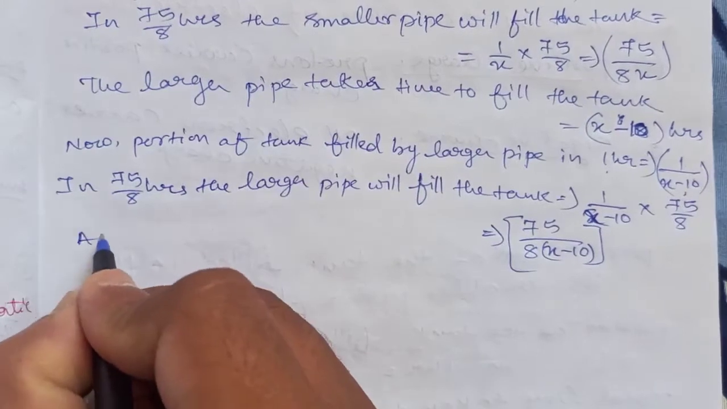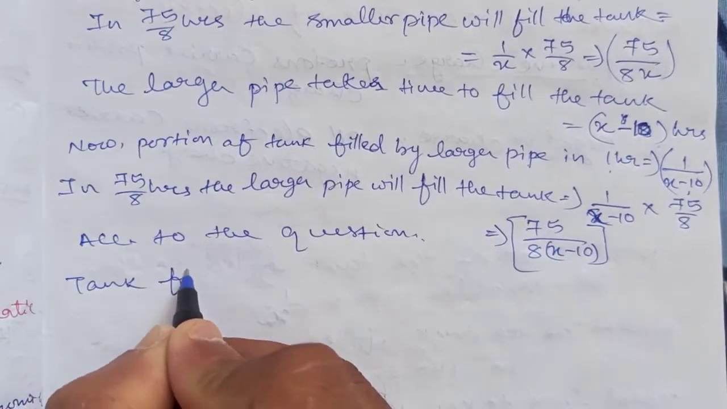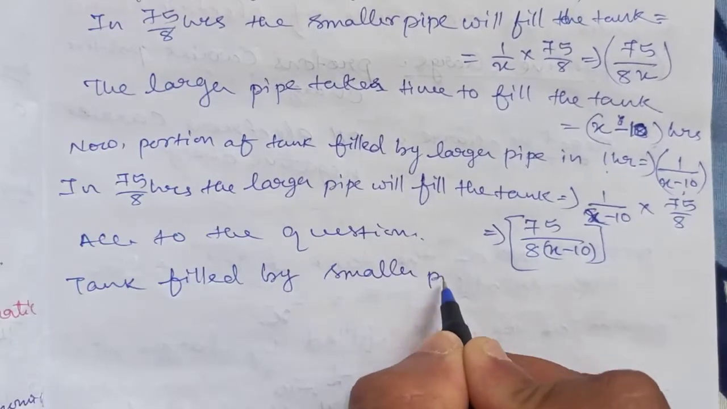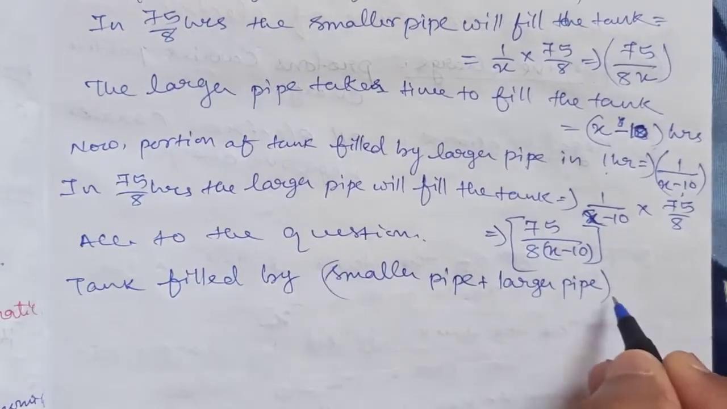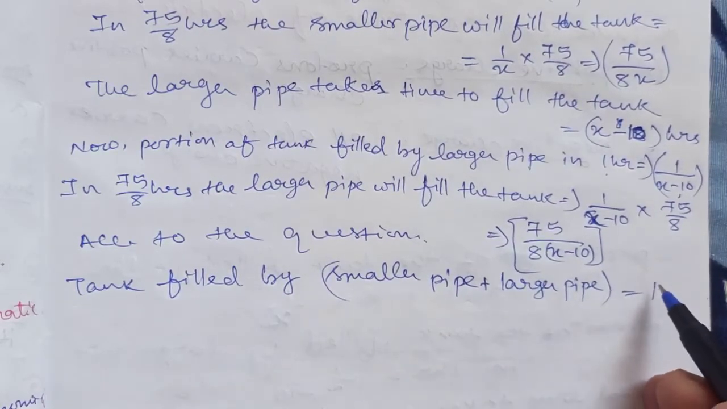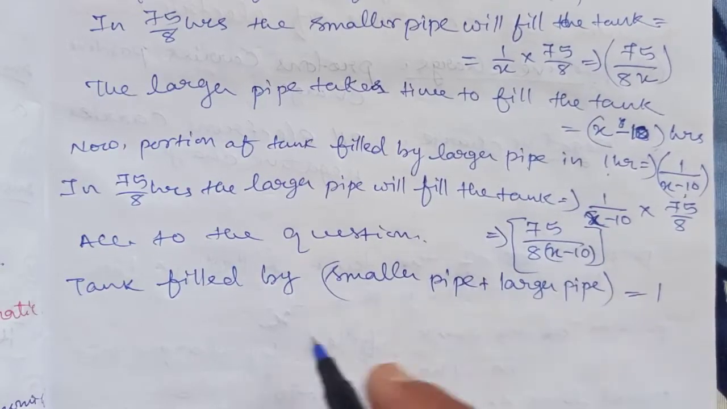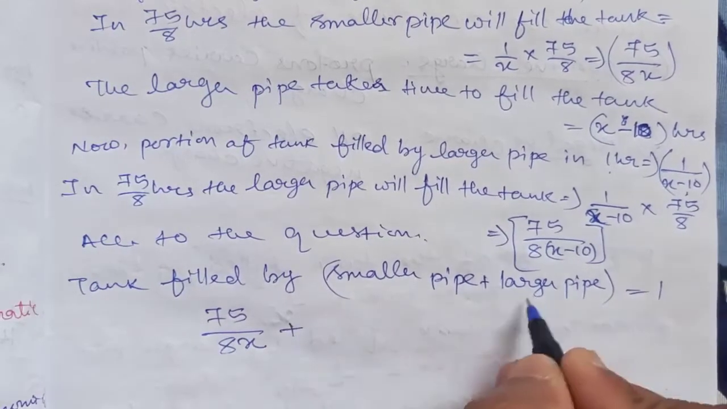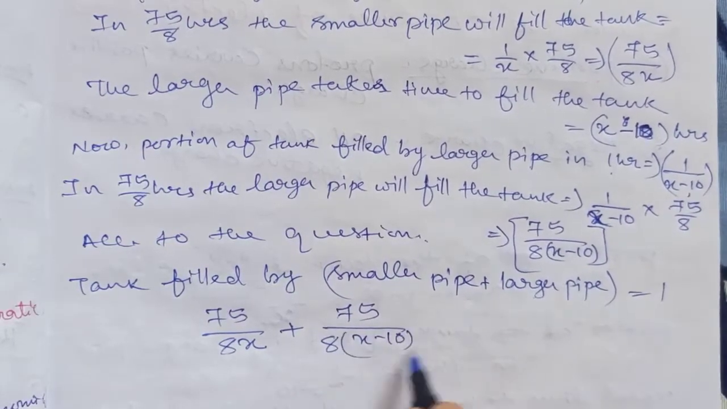Now according to the question, the tank filled by the smaller pipe plus the larger pipe equals 1. Okay, the tank filled by the smaller pipe and larger pipe is 1. That means only one tank is filled by both the pipes. So both the pipes' portions will be how much? The smaller pipe's portion is 75 by 8x plus the larger pipe, how much is it filling? It is filling 75 by 8 into x minus 10, equals 1.